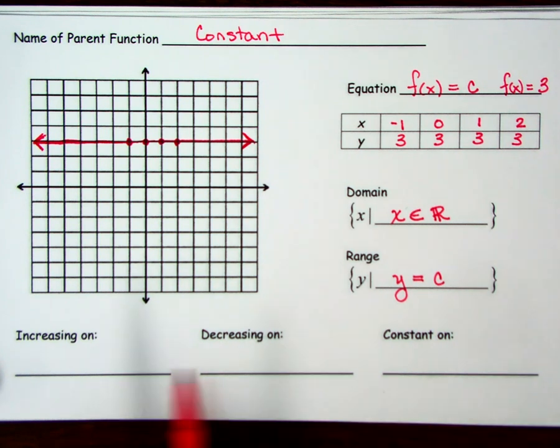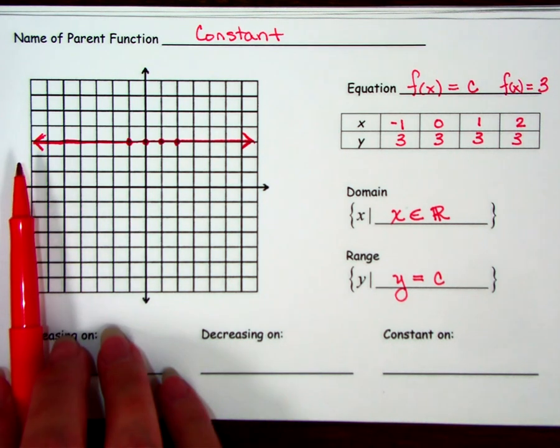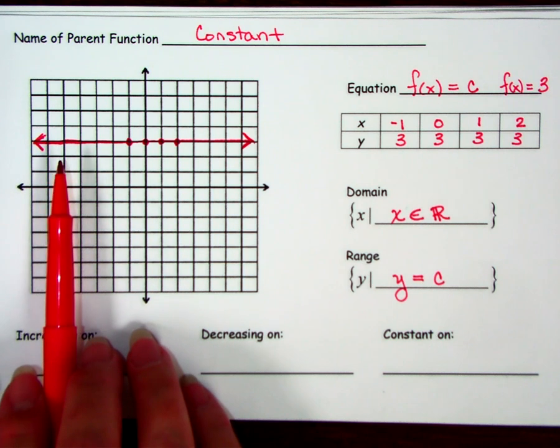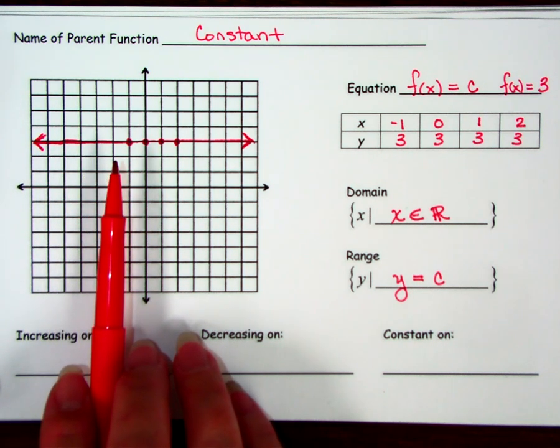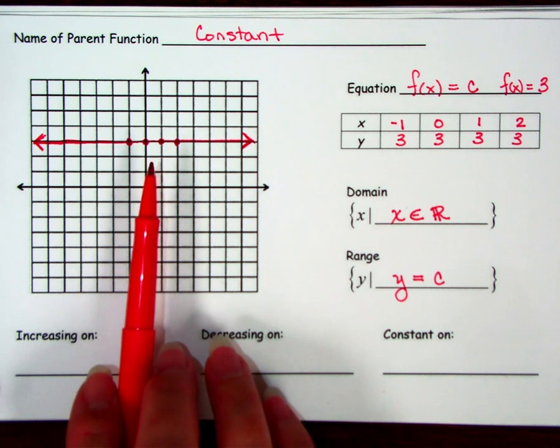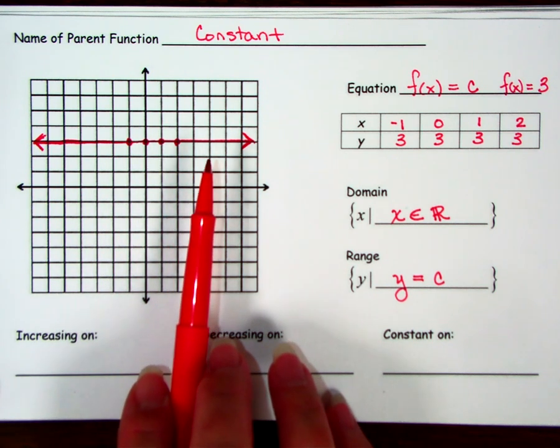So now if I'm looking where this function is increasing or decreasing or constant, I'm going to give the interval of x's for which it's doing each of these things. Looking at the graph as I move from left to right, if the curve that's on there is moving upward, then I'm going to say it's increasing. If it's moving downward, I'd say it's decreasing. And if it's staying the same, I would say it's constant.